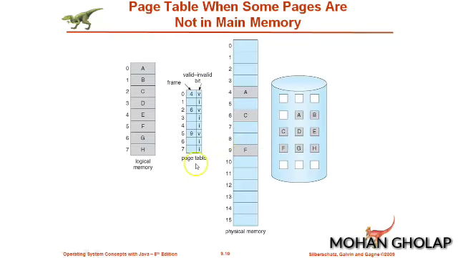So let us consider the same example we saw in the previous chapter, that is the page table when some pages are not in main memory. When a page is not in main memory, the corresponding bit is set to invalid, and if it is in memory, the corresponding bit is set to valid. In this example we have the logical memory, page table, physical memory, and the associated disk storage. Here you can see page 0 is valid, page 2 is valid, and page 5 is valid. These are the frame numbers.